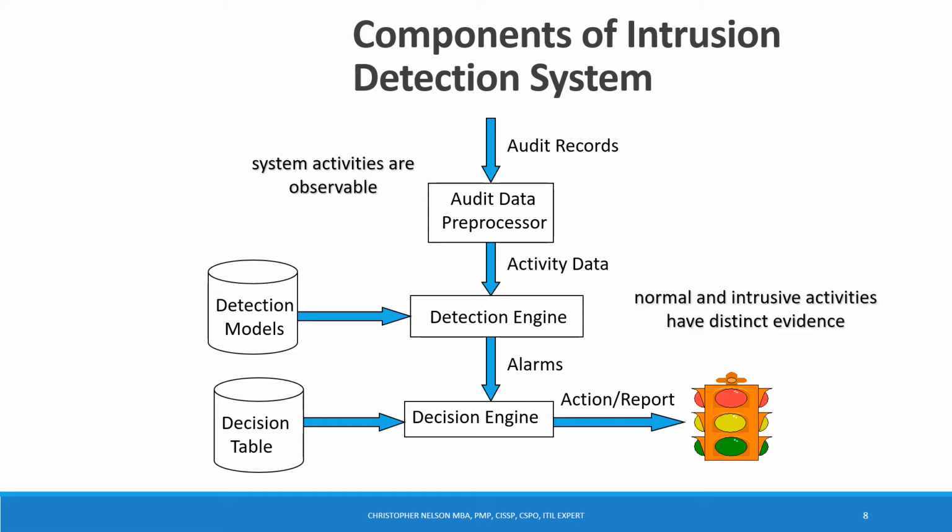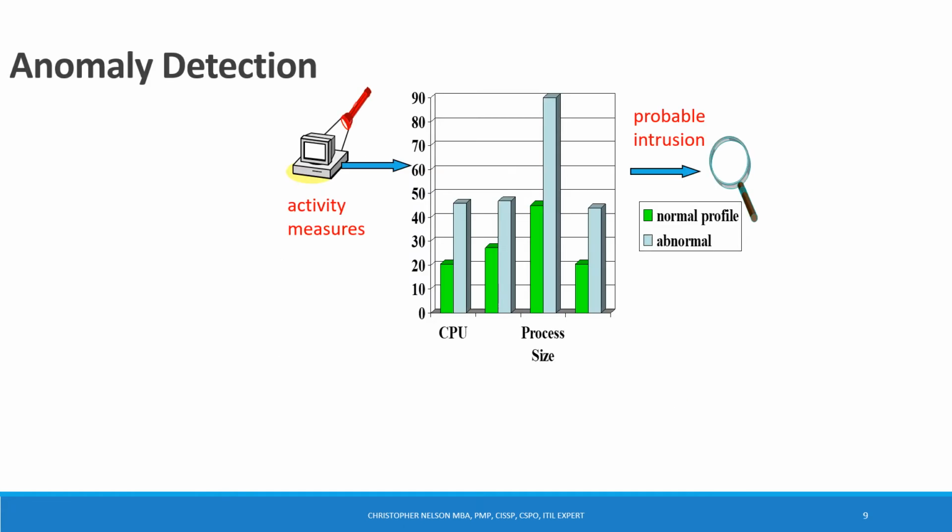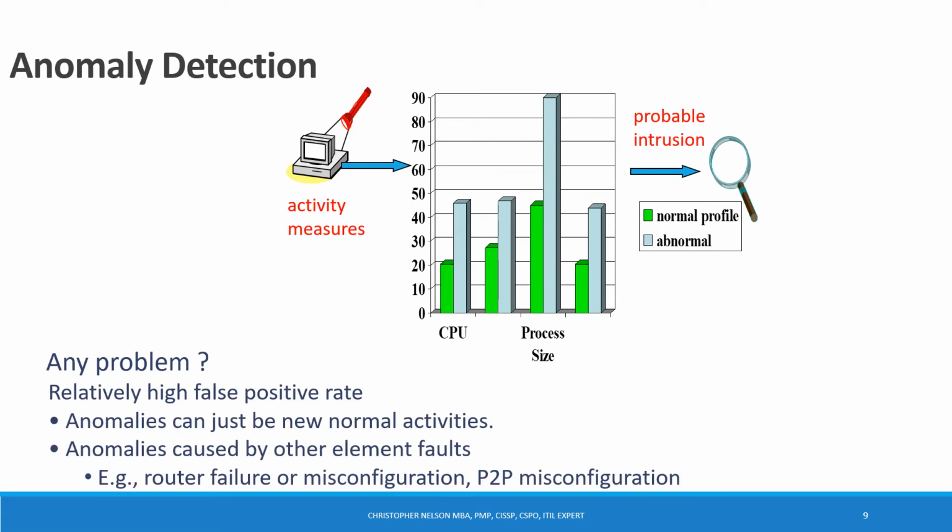Normal and intrusive activities have distinct evidence. Again, for anomaly detection, we are looking at activity measures like CPU usage and then a possible or probable intrusion based on the normal profile and the gap between that and the abnormal. Relatively high false positive rates. Anomalies can just be new normal activities and anomalies caused by other element faults. Example, a router failure.